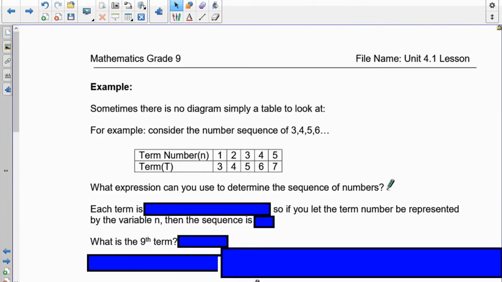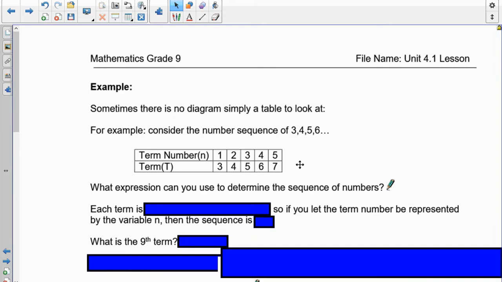Okay, let's look at the next example. Sometimes you're not going to be given a diagram or some figures to work from. You're going to be given a series of numbers, or what we call a sequence. The sequence we're given in this example is 3, 4, 5, 6. Those are the terms that we are given, so the terms 3, 4, 5, 6 are down here.